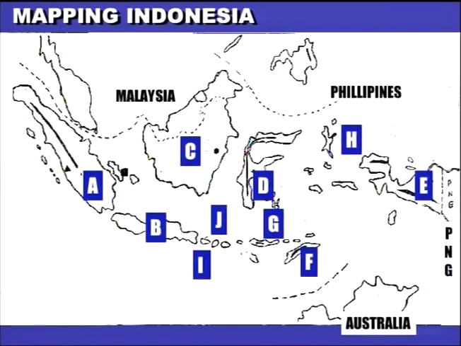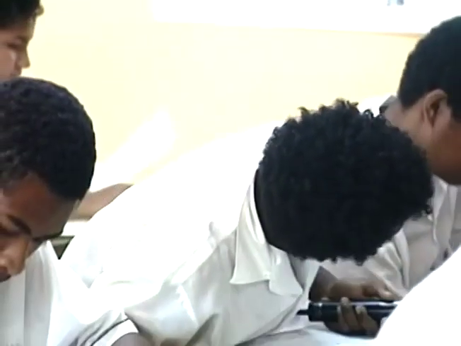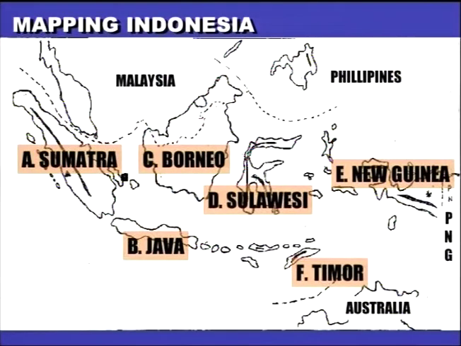The island F. Frank? The island of Timor. Okay, Timor is correct. We are not saying East or West Timor because that whole island is actually the island of Timor, and then it's divided into the eastern side and the western side, known as East Timor and West Timor, but the whole island, F, is Timor.